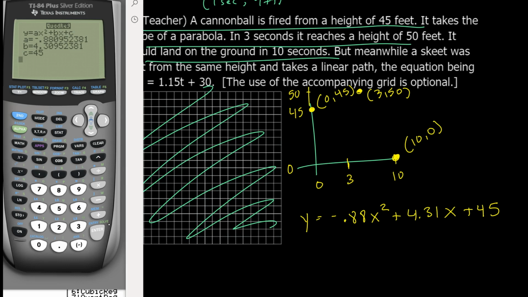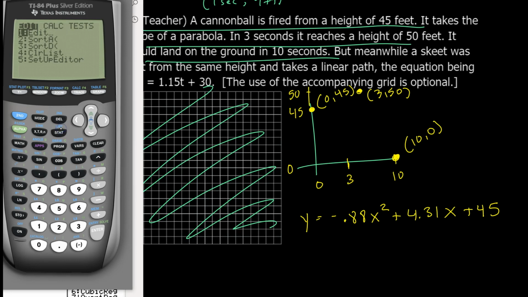After the table, I hit alpha trace. No. So you go to stat, calc, go down to store, and then you hit alpha trace. And then calculate. Then if you go into your y equals, it's stored it in y1 for you.